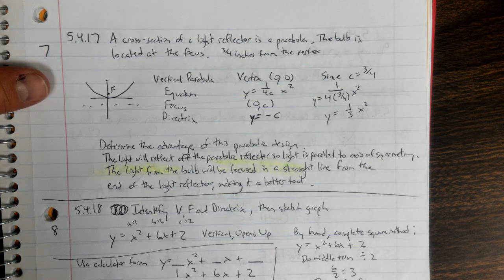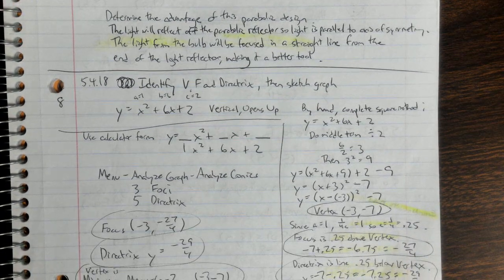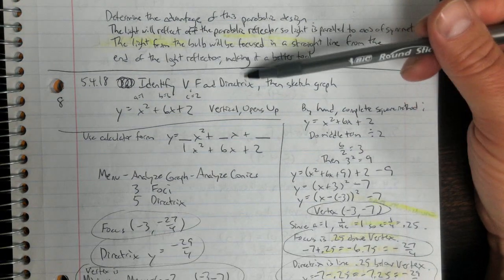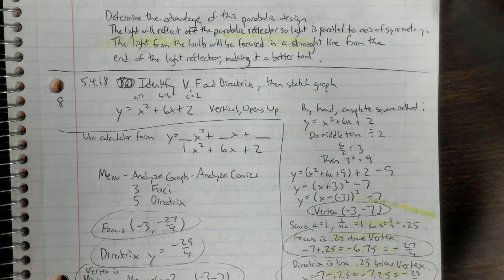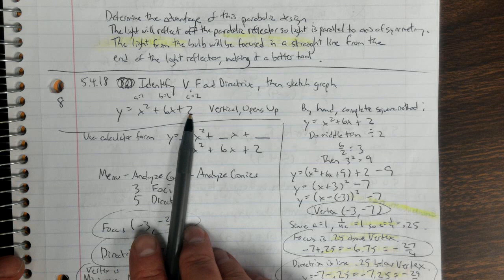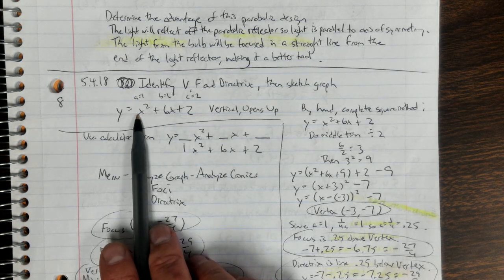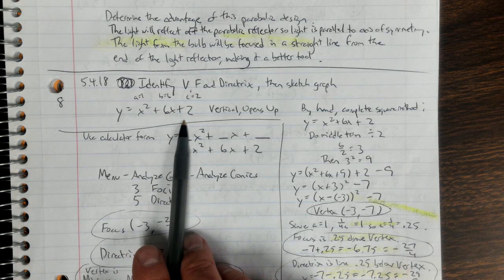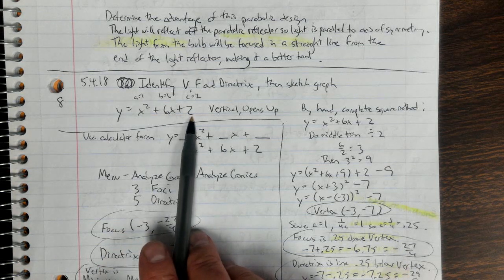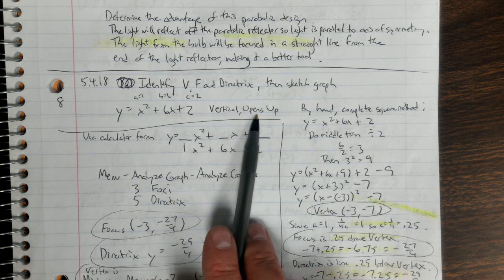Okay, on the next one, it says identify your vertex, focus, and directrix, then sketch the graph, and you're given y equals x squared plus 6x plus 2. So a couple of quick things. We know A is 1, B is 6, and C is 2, because those are the coefficients and the constant. So based on that, we know it's vertical and opens up.